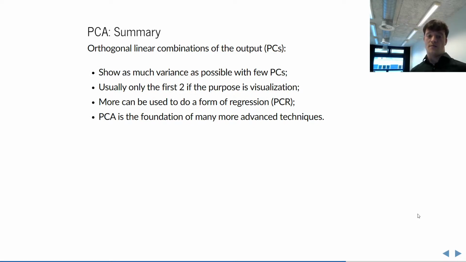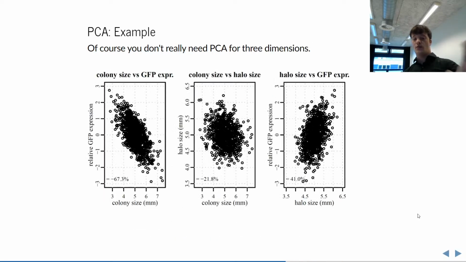Okay, orthogonal linear combination of the output. That is what a principal component is. The point is to show as much variance as possible using few principal components. Of course, just like we did over here, we can do principal component 1 against principal component 2, principal component 1 against principal component 3, and 2 against 3. So if 2 dimensions doesn't give you enough of the total variance, you can add one principal component.